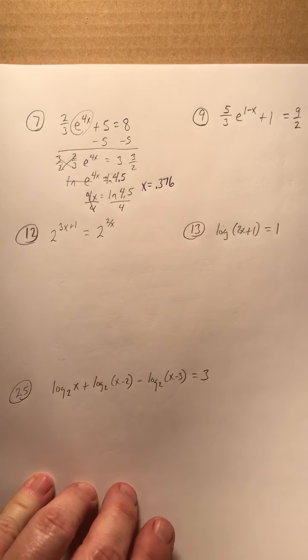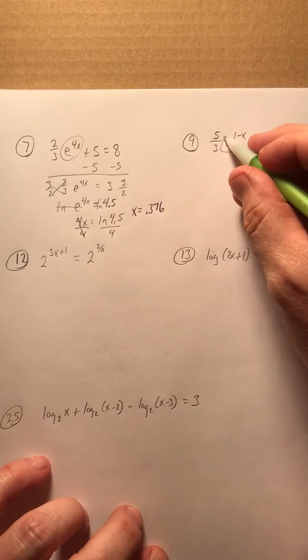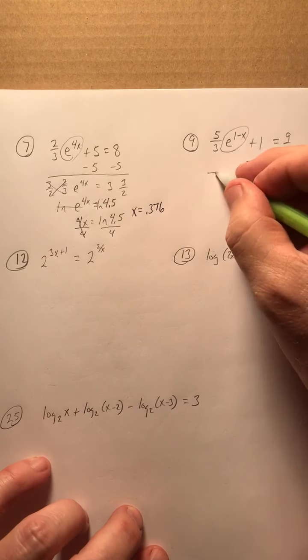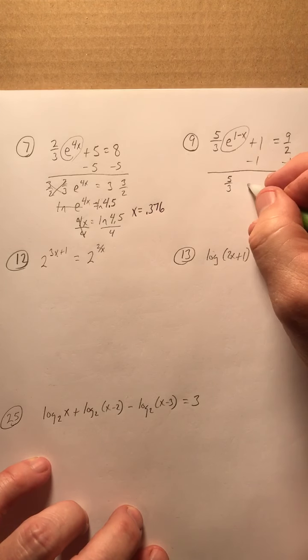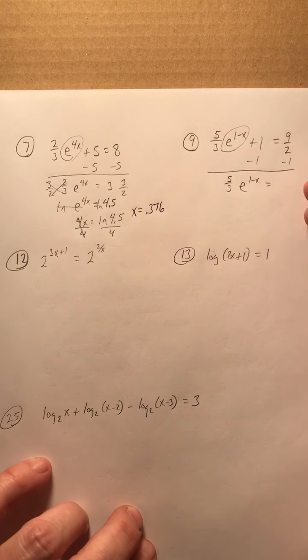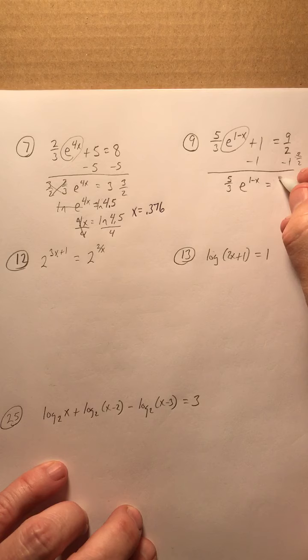All right, number 8 looks similar. In that again I have to isolate this. So I'm going to subtract 1, and then I get 5/3 e to the 1 minus x equals, let's see, 2 halves is the same as 1. So I'm going to subtract 2 halves, which makes that 7 halves, or 3.5. Let's do it as 7 halves.